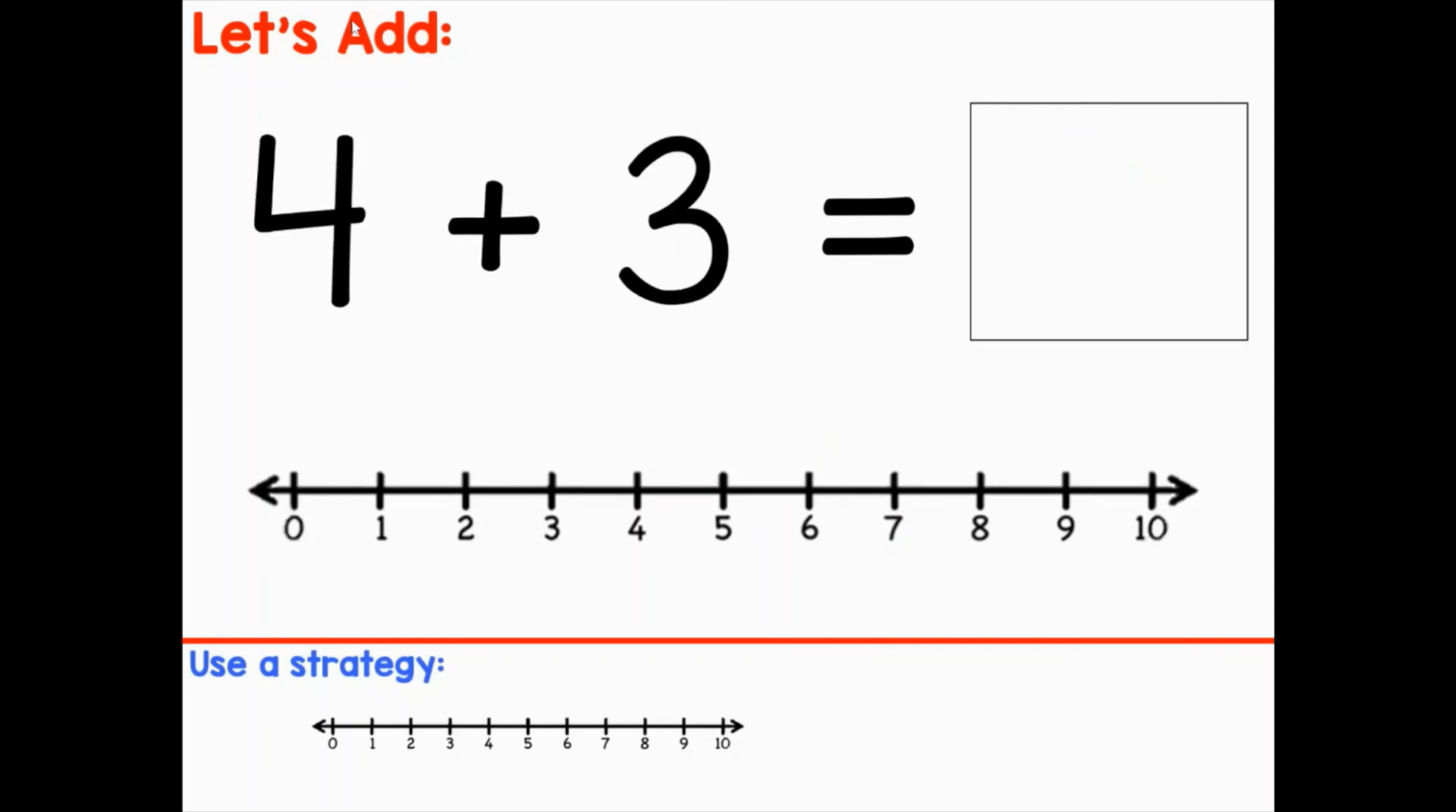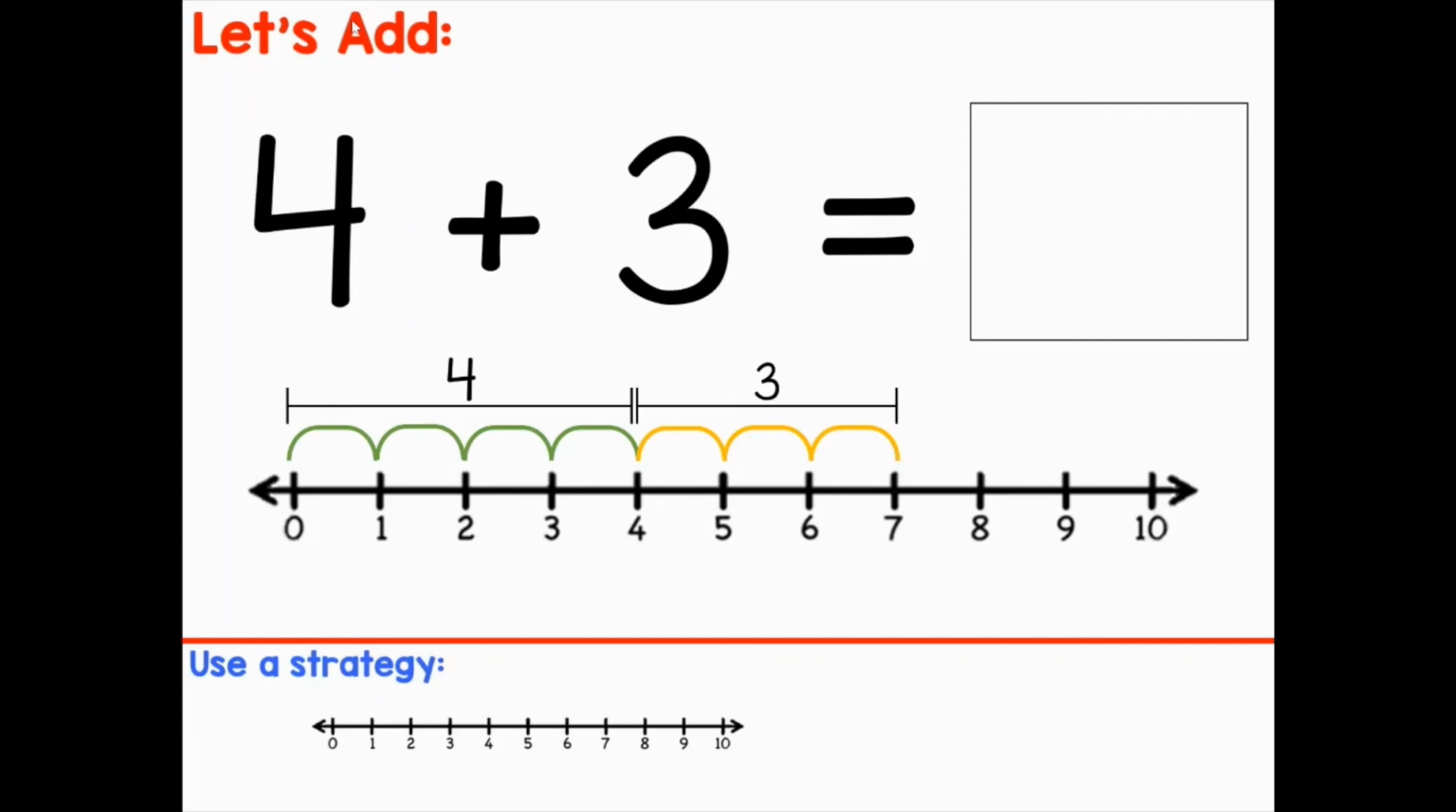And this one, 4 plus 3. Our first number tells us to make how many hops? 4, you got it. 1, 2, 3, 4. 4 hops. My second number tells me I need to make how many hops? Yep, 3. 1, 2, 3. 3 hops. Now I take all those hops together, and what number did it land on? 7. Yep, because 4 plus 3 equals 7.